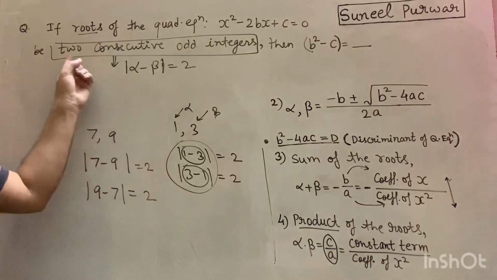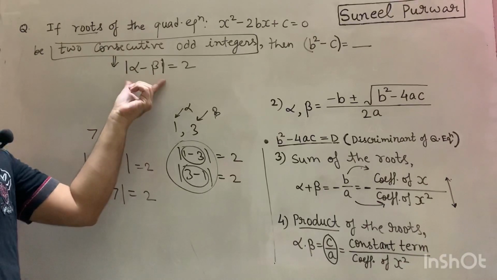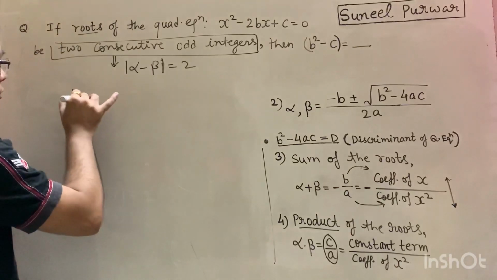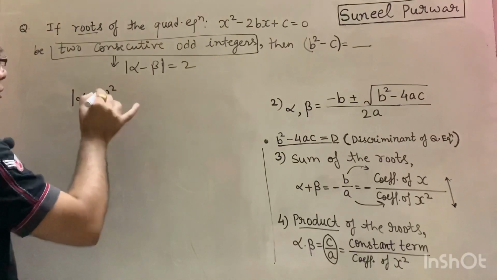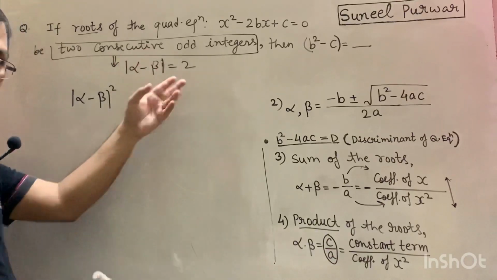Okay. So what is the meaning of this information? That if you say the roots are alpha, beta, then mod of alpha minus beta will be 2. Do squaring on both sides. Alright, so the square of this equals 2 square, which is 4.